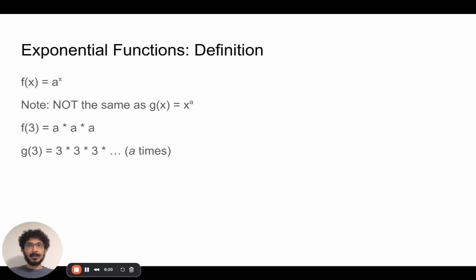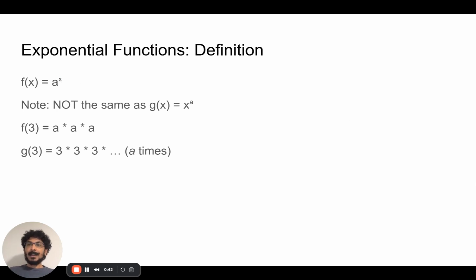So, exponential functions are functions of the form f of x equals a to the x, where a is a constant. You can also have functions where there are constants in front of the a that are getting multiplied to the a, and constants in front of the x that are getting multiplied to the x.